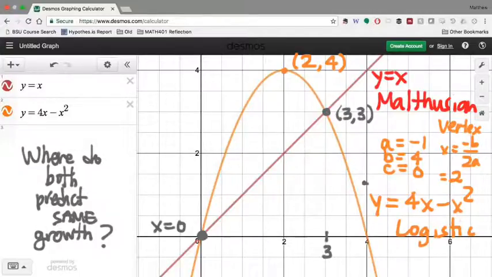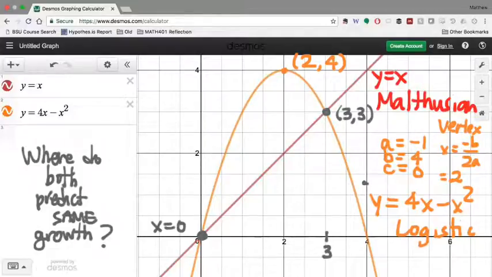Right. So that's another place that if the population of organisms is 3, whatever our units are, let's say 3,000 units, right? Say I have 3,000 bears or something in my bear preserve, then both my Malthusian growth model and my logistic growth model are going to predict the same growth rate, 3,000 organisms per year or whatever, for that population. Okay, so that's doing it graphically.